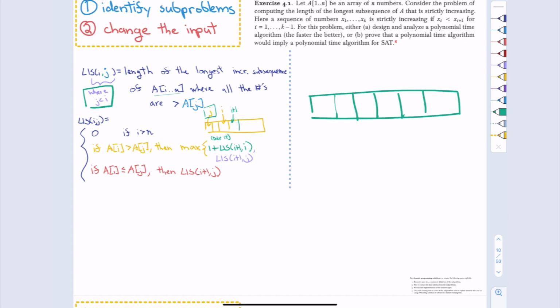Okay, so we don't know the first number. If I told you the first number, you would know how to do it. So let's say that the first number was the 10th one. I just promised it to you. Okay, so if it was the 10th, how would I find the length of the longest increasing subsequence starting with the 10th, in terms of our definition of LIS(i, j)?